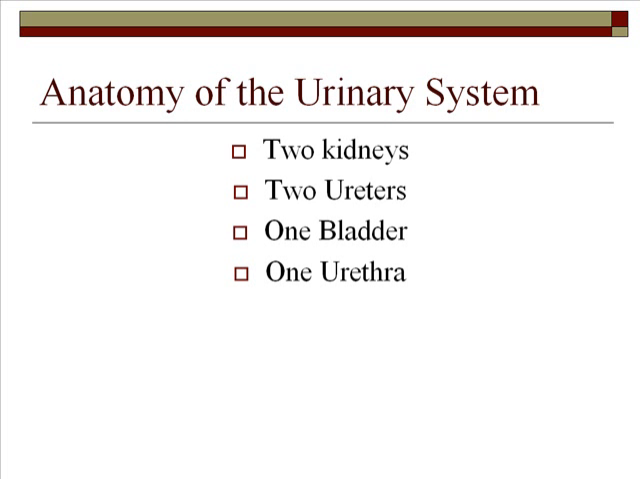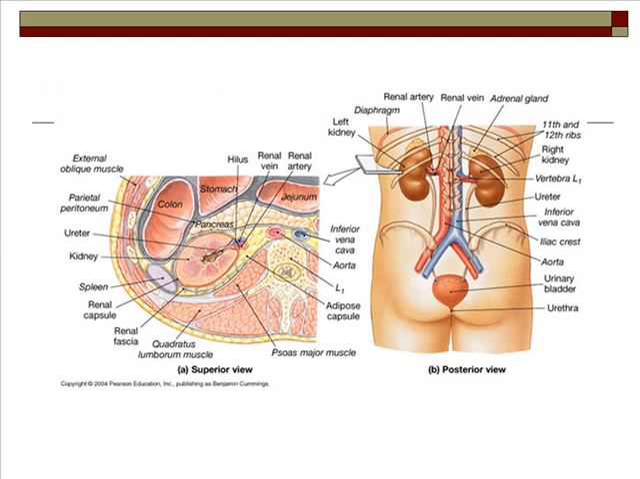Two kidneys, two ureters. Ureters are the tube-like structure that leads down from the kidneys, and then one urinary bladder, and then one urethra, which again is a tube-like structure that leads from the urinary bladder out to the external environment. This is an illustration taken from your textbook that demonstrates the positioning of the kidneys, again lying in a retroperitoneal location.